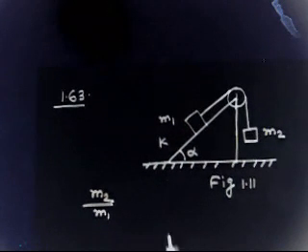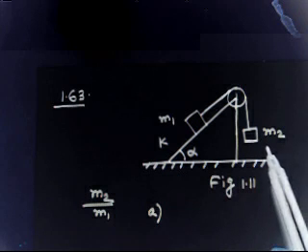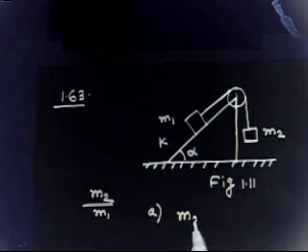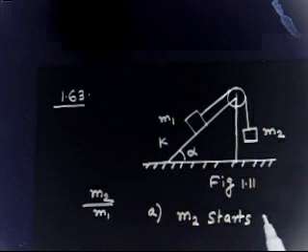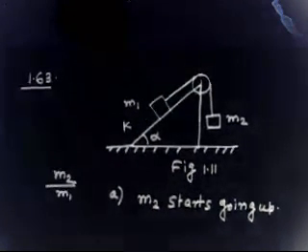So in part A, so that object m2 starts coming down. Second part, m2 starts going up. So let us discuss first, m2 starts going up. What will be the condition when m2 starts going up?